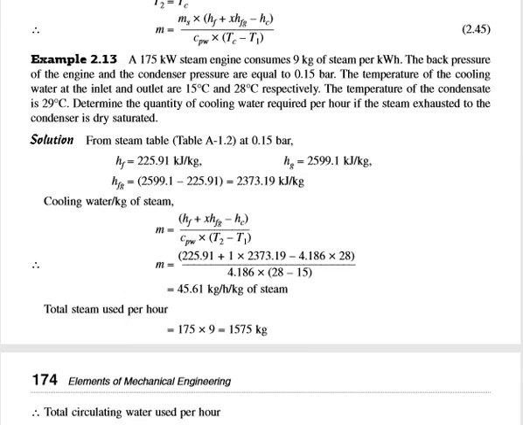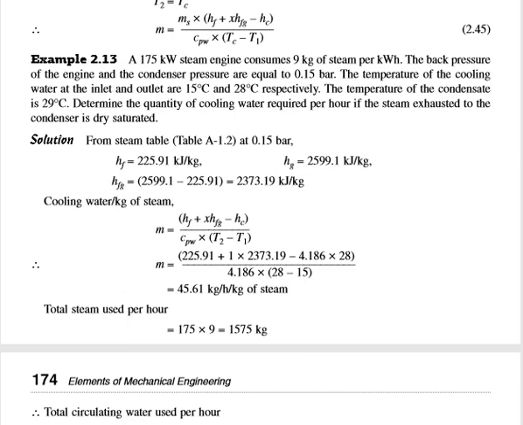How much quantity of cooling water is required per hour if the steam exhausted to the condenser is dry saturated? Whenever the steam enters the condenser, the steam is dry saturated. So you have to find the total steam used per hour, that is the mass of steam, and also the mass of cooling water. First of all, to solve this numerical, it requires the steam table. Go to the steam table.